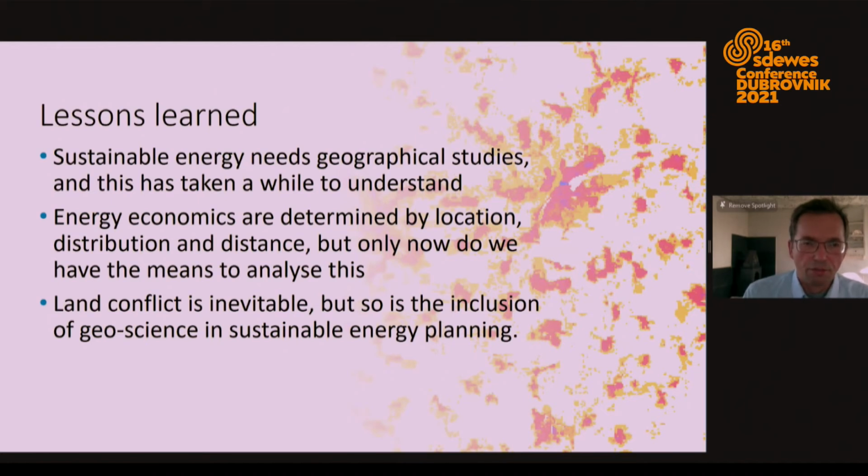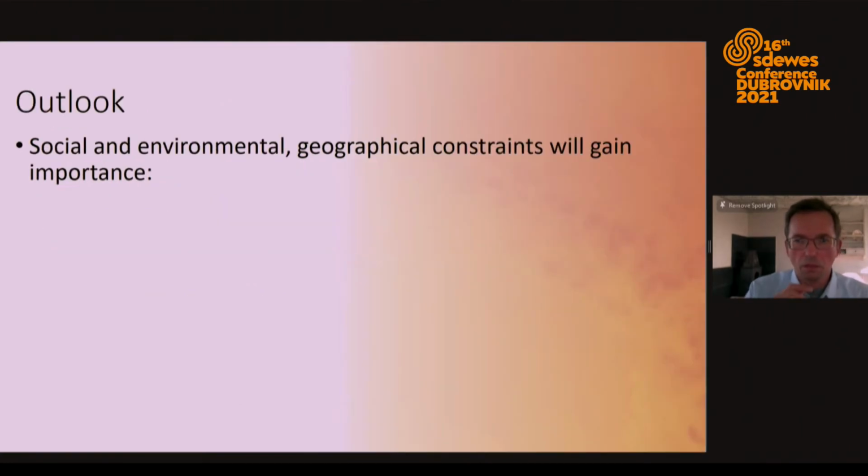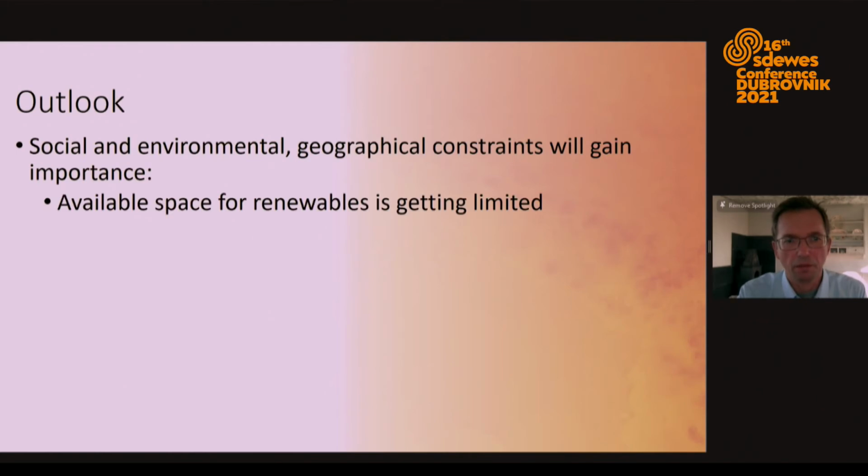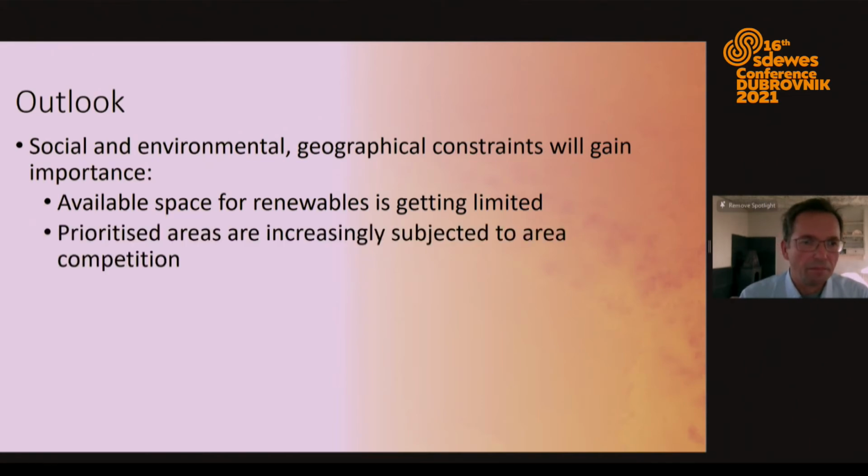I see that land conflict is inevitable when we continue to develop renewables, but it is also inevitable to include in geoscience the aspect of energy planning. So looking out, I would think that social, environmental, geographical constraints will gain importance in the field of science. Because we have many countries where the space that is available for renewables is getting limited. And when something is getting limited, it is interesting for economists to deal with. So turning relative into absolute scarcity.